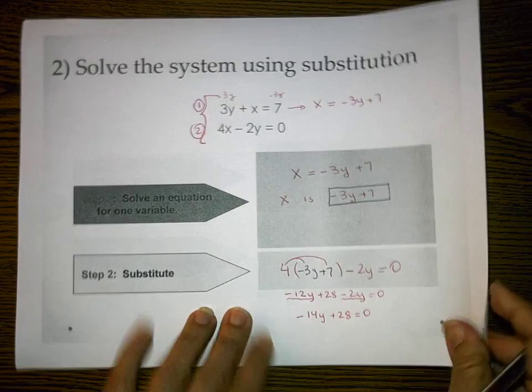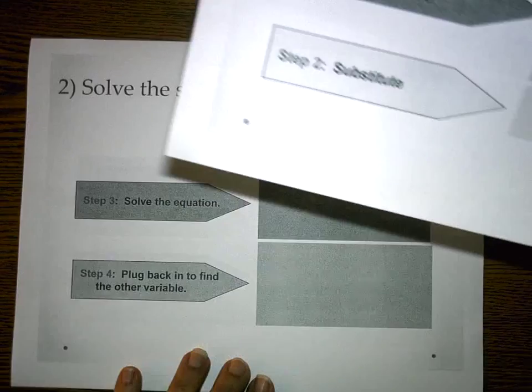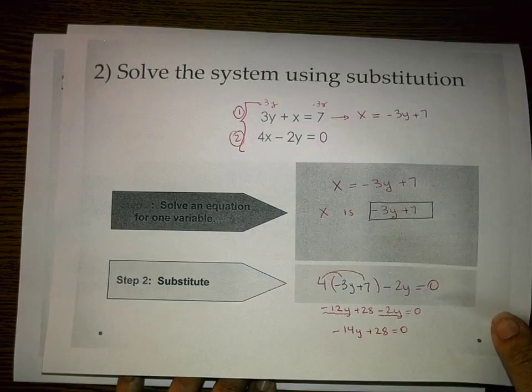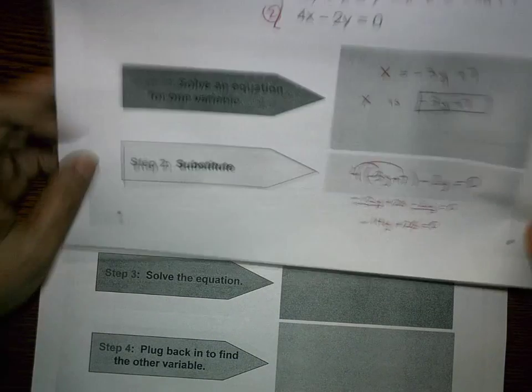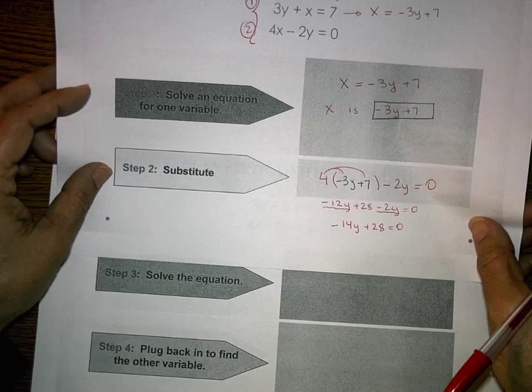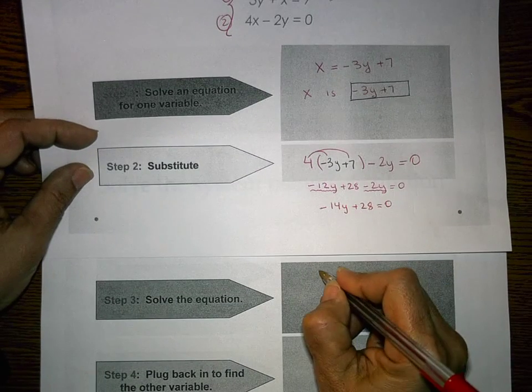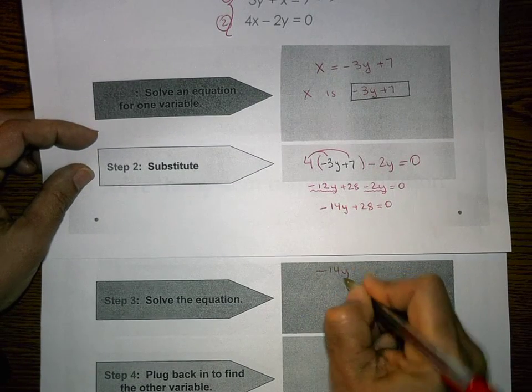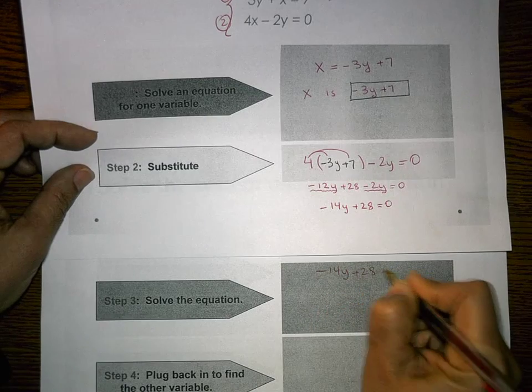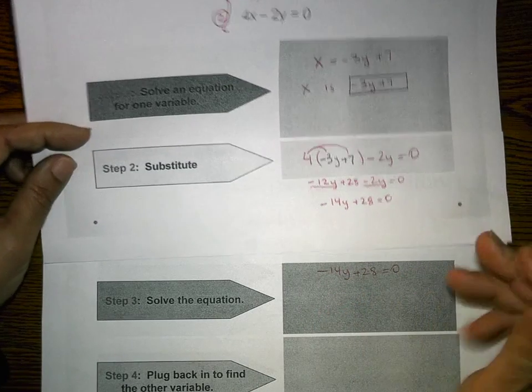I think I have space on the other page over here. Solve the equation. Is this the same example? 3y. Yep. So I have space over here to continue. Let me continue solving it right here. So I have negative 14y plus 28 equals 0. I'm trying to solve for y, okay?